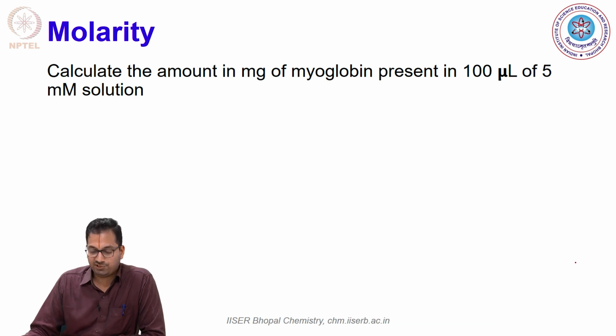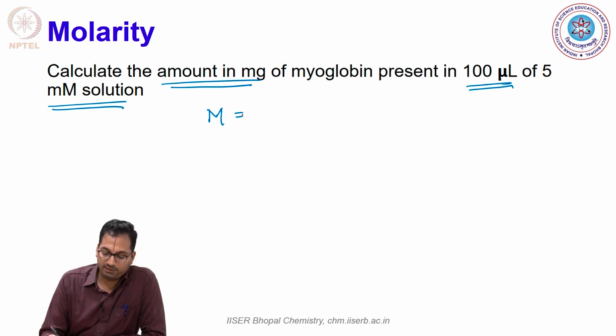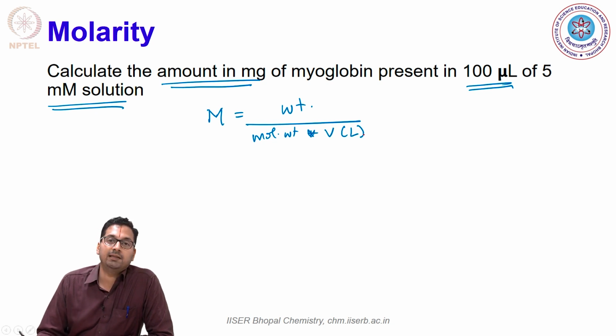Let's try to twist the question over and ask the same thing in a slightly different manner. We are asking how much myoglobin is present in 100 microliters of solution that has 5 millimolar concentration of myoglobin. Let's go back to our definition. Molarity is given by weight divided by molecular weight times volume of solution in liters. Here the volume of the solution is 100 microliters. So we are asking what is the weight in grams.